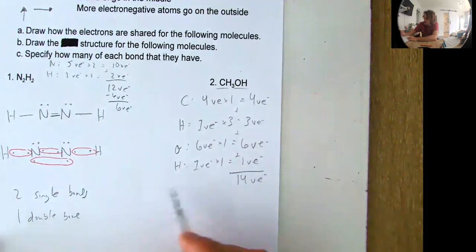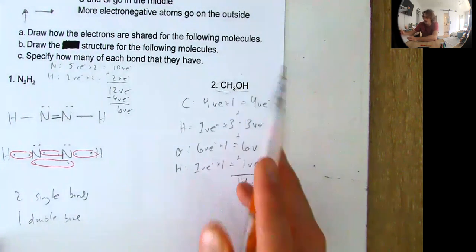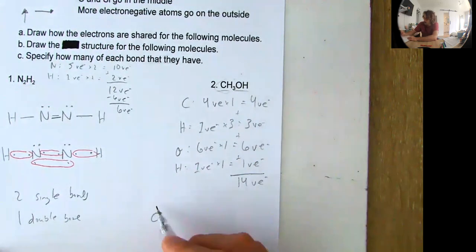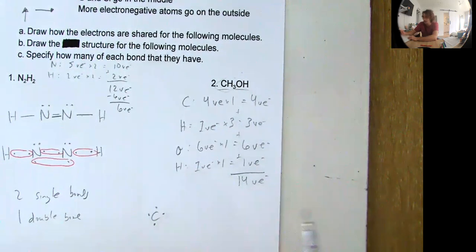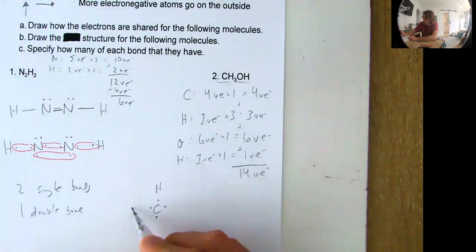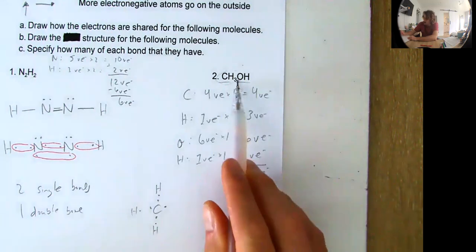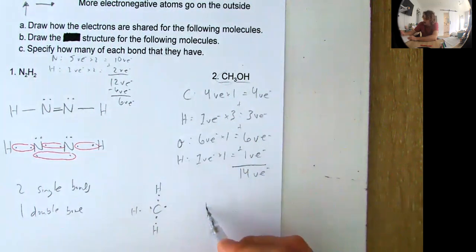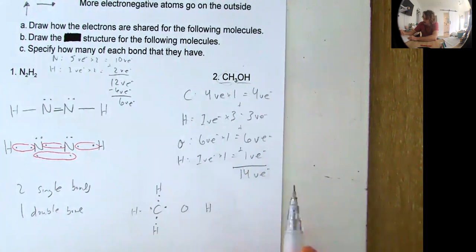So let's draw the first part of the molecule, which is the CH3. Carbon goes in the middle. There's 4 valence electrons for carbon, and there's 3 hydrogens on the outside of the carbon. Hydrogen each brings in 1 valence electron. And then there's the OH. So let's draw the hydrogen on the outside and the O right there.